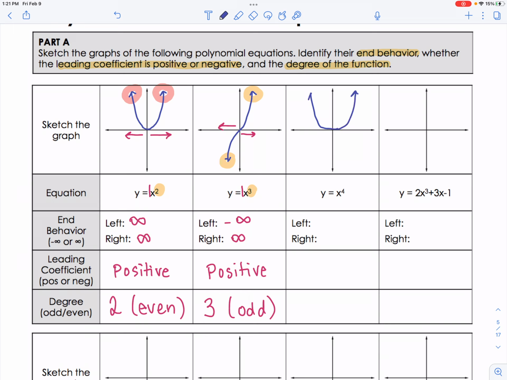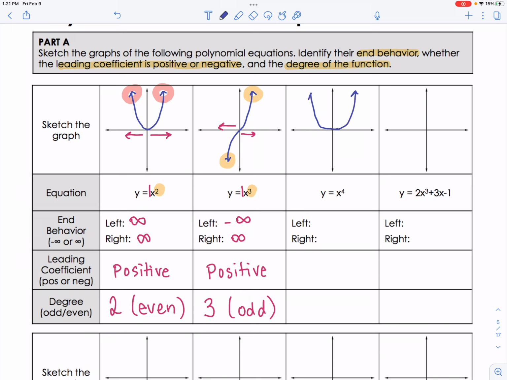We have negative x to the 5th power. So that graph will look something like this. And again, we're going in opposite directions for my end behaviors. So as we go to the left, my graph is going up to positive infinity. As we go to the right, we're going down towards negative infinity.